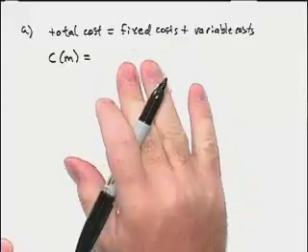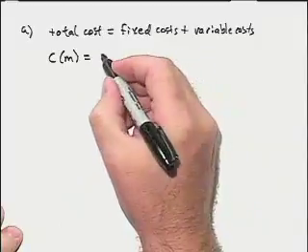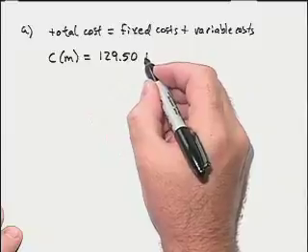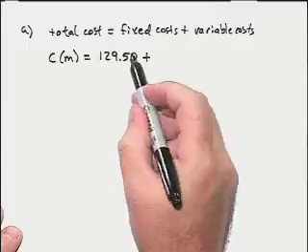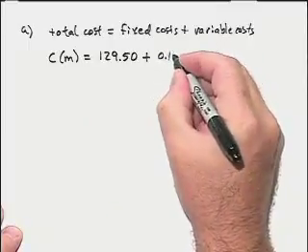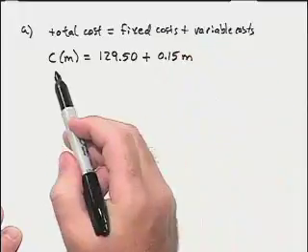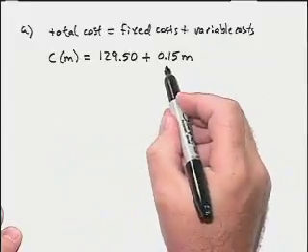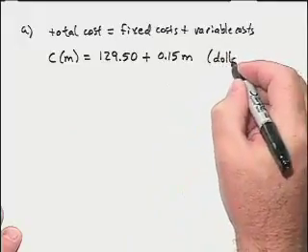For fixed costs, we look back and see that the rental cost is $129.50. That's fixed. So we'll write 129.50 plus there's a 15 cent per mile charge in addition to the rental fee of $129.50. So we'll write plus 0.15 times M, where M is the number of miles driven. So our cost function is C of M equals 129.5 plus 0.15 times M, and this is cost in dollars.